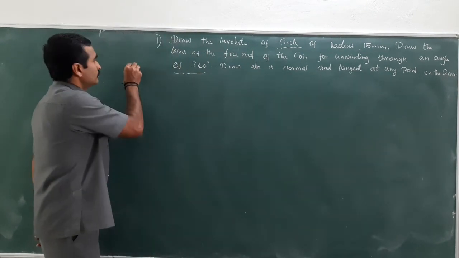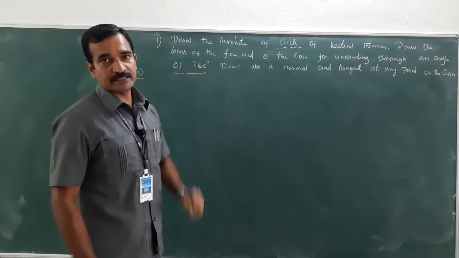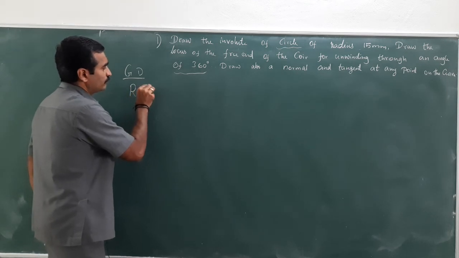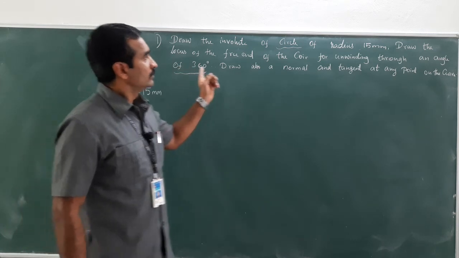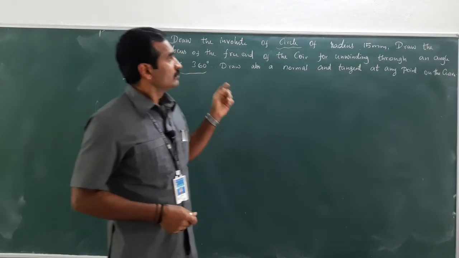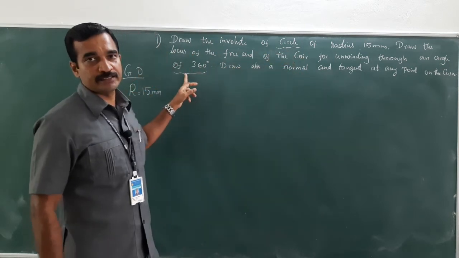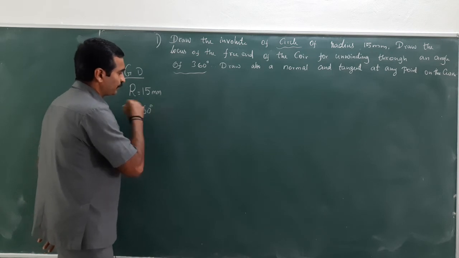Given data, the radius of the circle is given as 15 mm. So, the radius is equal to 15 mm, and the coil is unwinding over the circular object for an angle of 360 degree.